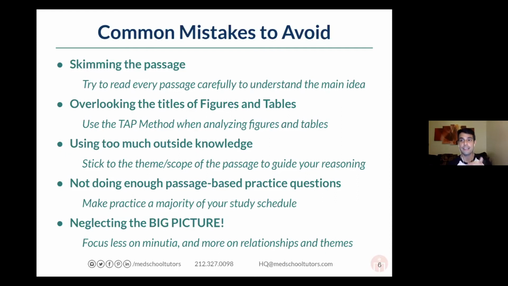They can really show you what the independent and dependent variable are. So pay attention to the titles for sure, every single time. Of course, because acronyms are the name of the game here, use the TAP method when analyzing figures and tables. What the TAP method is: title, axes, pattern.